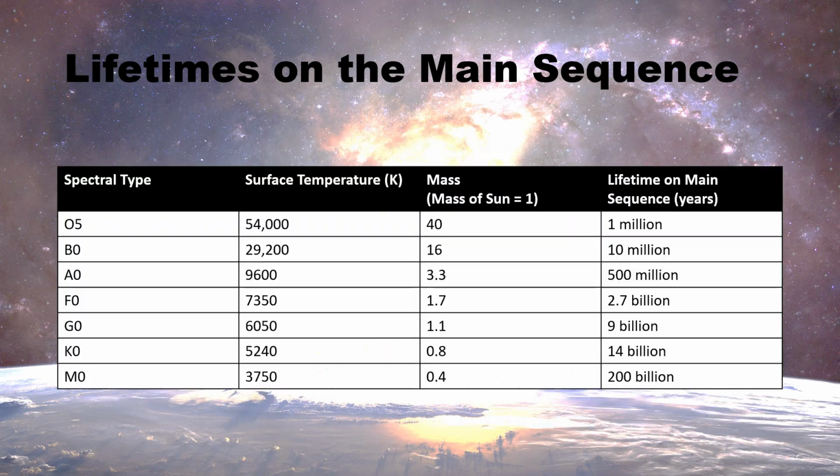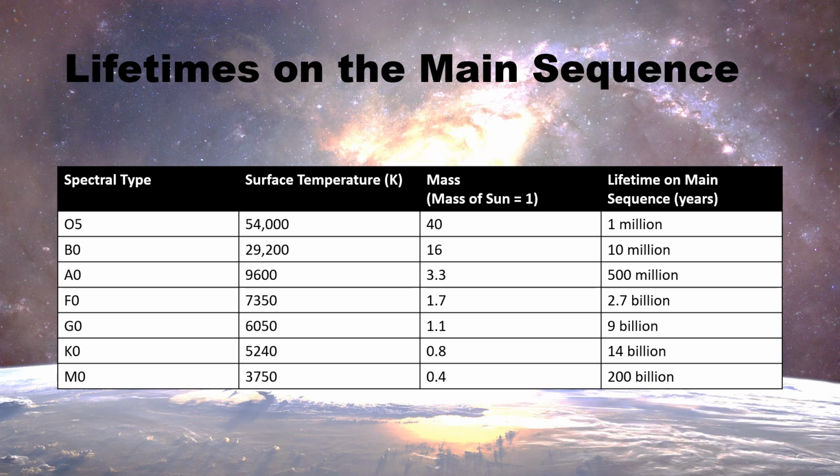And so if we look at this table here, we can actually see a couple different spectral types of stars. We can, of course, see their surface temperature, their mass in relation to the mass of our own sun, and their lifetime on the main sequence. So, for example, if I look at an O5 star, you can see that it has a very high surface temperature, about 54,000 Kelvin. The mass is about 40 times the mass of our sun. So, again, we have a very high temperature to correspond to the very high mass. The trade-off is that if we look at its lifetime on the main sequence, we can see it's only about 1 million years. I mean, this is a very short lifespan.